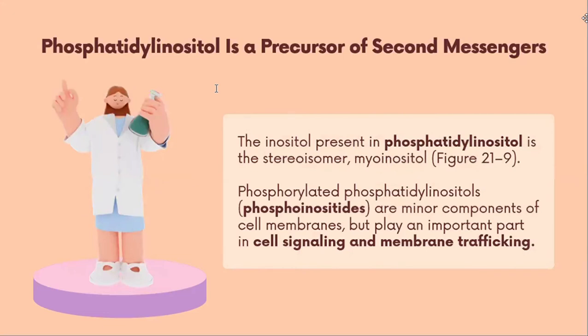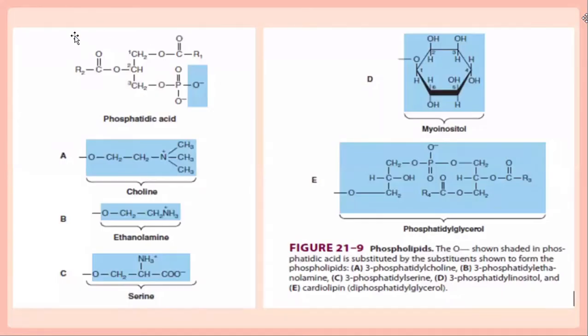Phosphatidylinositol is a precursor of second messengers. The inositol present in phosphatidylinositol is the stereoisomer myoinositol. Phosphorylated phosphatidylinositols are minor components of cell membranes that play an important part in cell signaling and membrane trafficking. So this one, your letter D, ring.